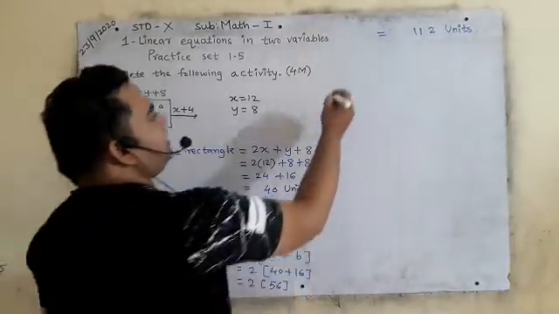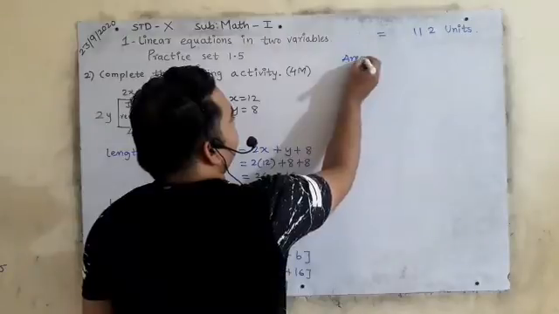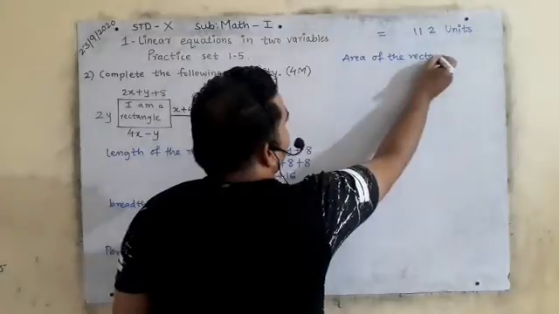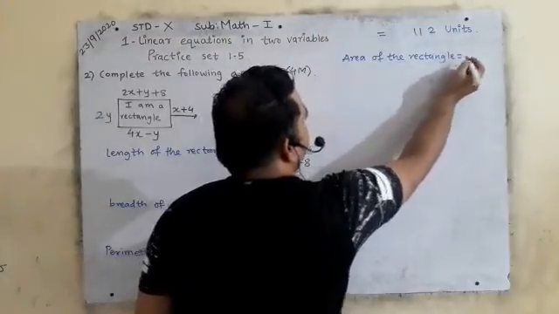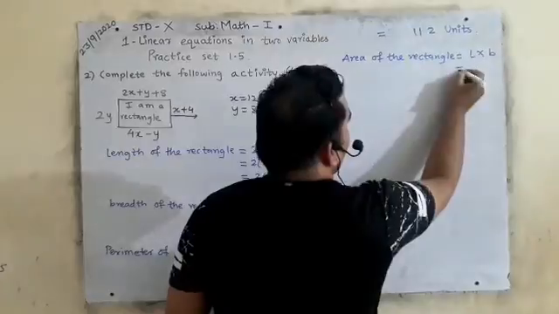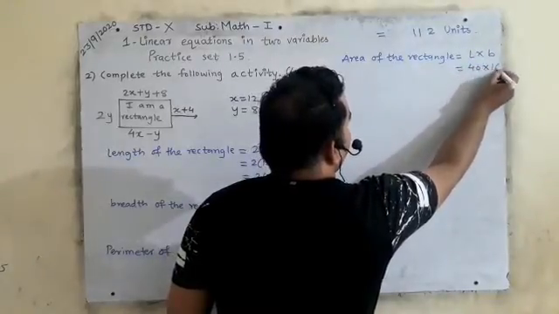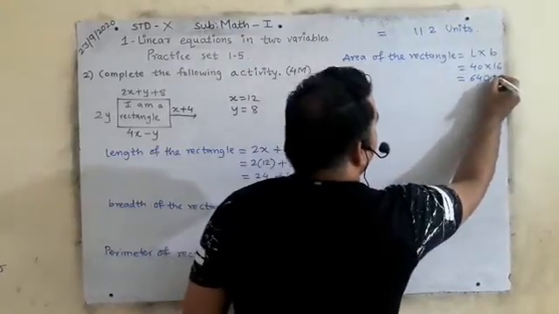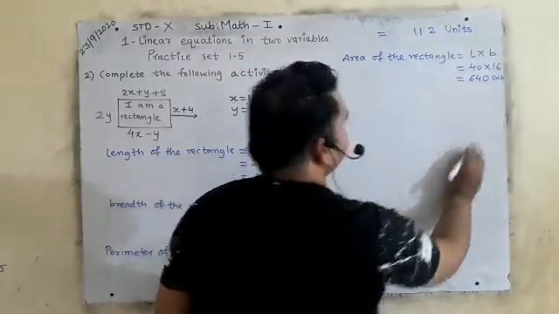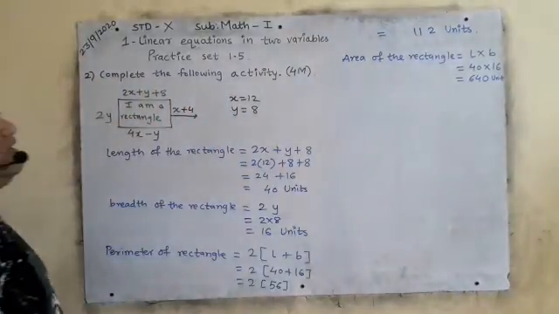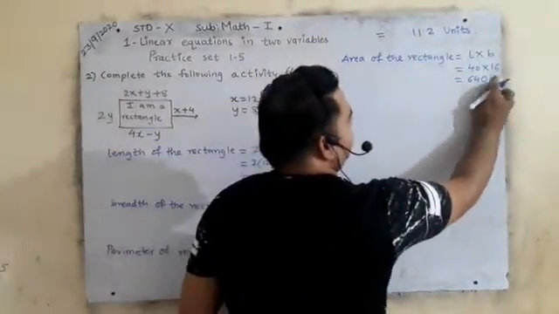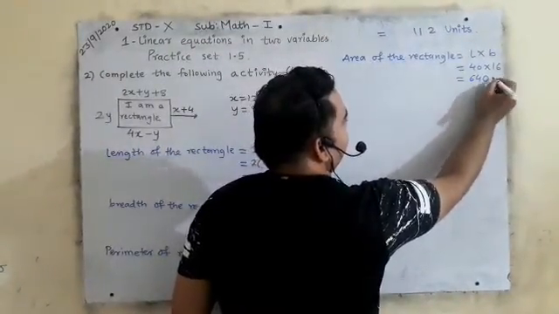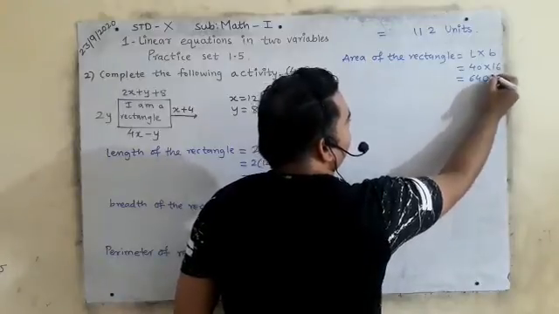Now we have to find out the area of the rectangle. Area of the rectangle is equal to length into breadth. So length is 40 and breadth is 16. 16 4s are 64 and 0s are 0. Is it clear? You have to write area of rectangle, length into breadth, 40 multiplied by 16. 16 4s are 64, 0s are 0. You will write here units. 640 units. Okay.